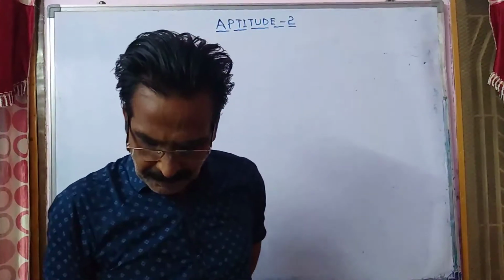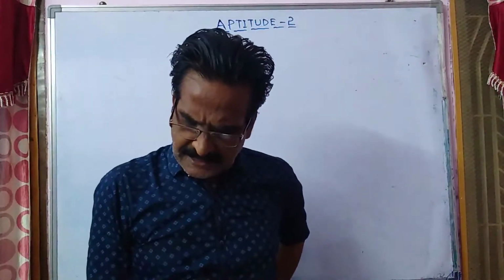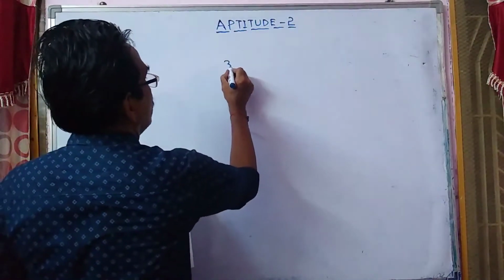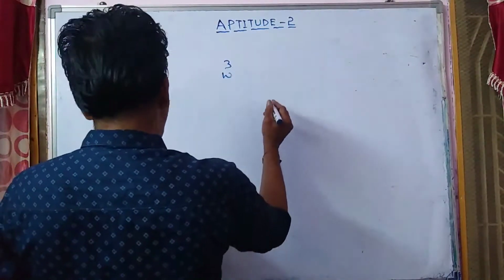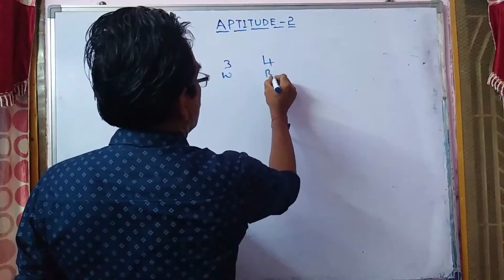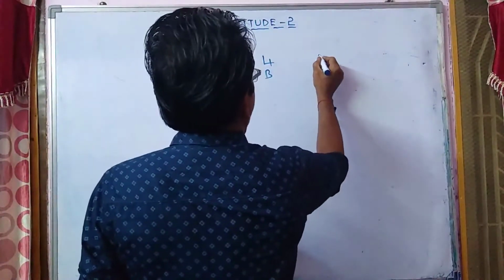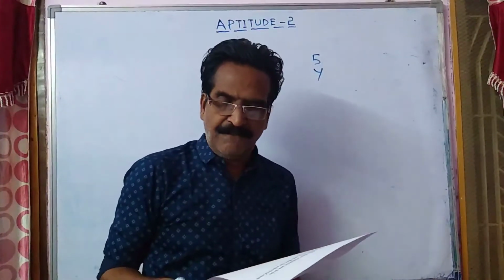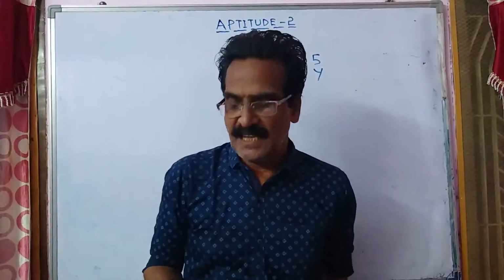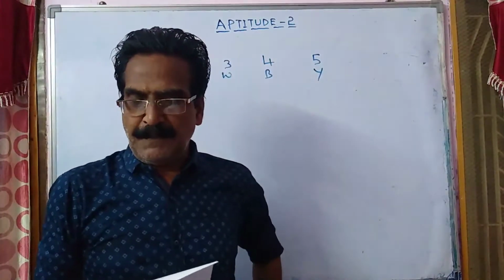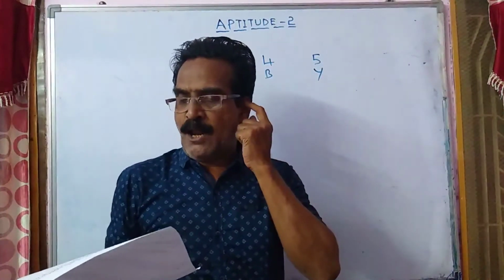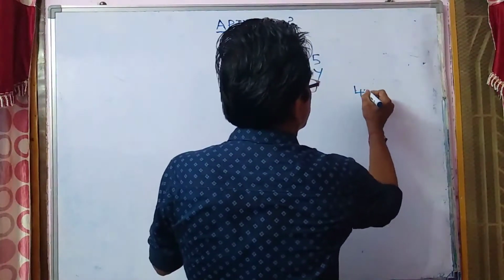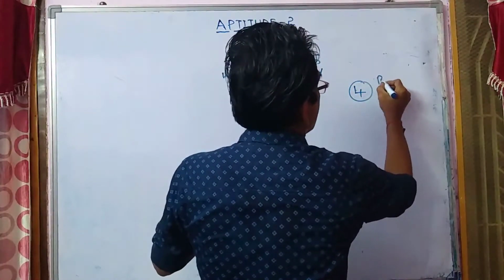Next, friends, a box contains 3 white balls, 4 black balls, and 5 yellow balls. In how many ways can 4 balls be drawn from the box if at least one yellow ball is to be included? 4 balls are to be drawn.